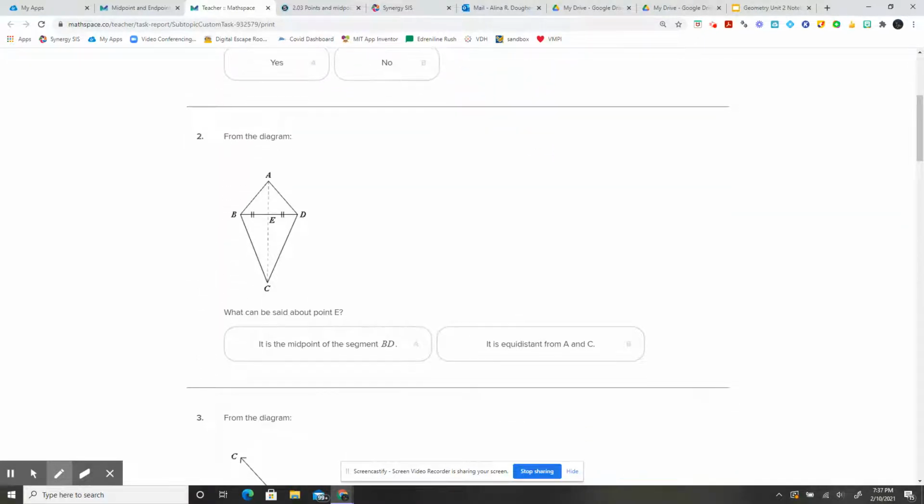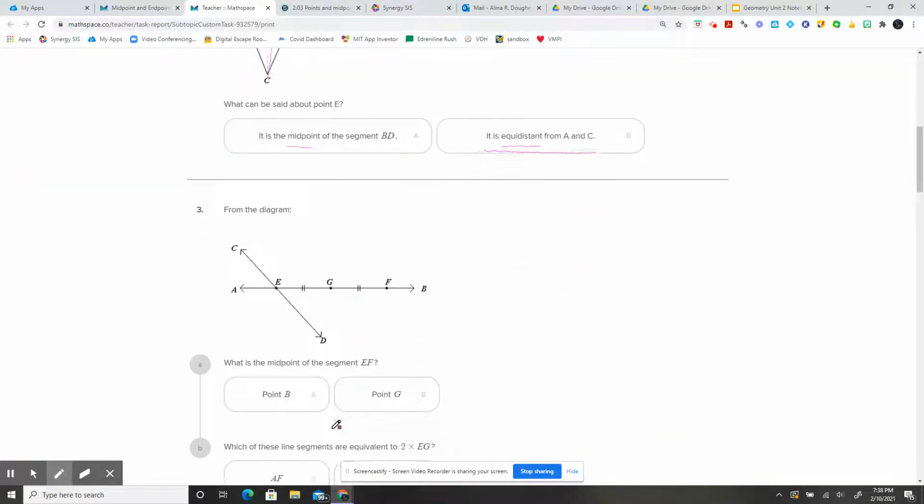Then we've got number 2, what can be said about point E? Is the midpoint of segment BD, or it is equidistant from A and C. So here's where we're gonna have to use our good vocabulary. It is the midpoint of BD, so E is the midpoint of BD, or it is equidistant. Equidistant means equal distance from A to C. So you decide which is the better answer.